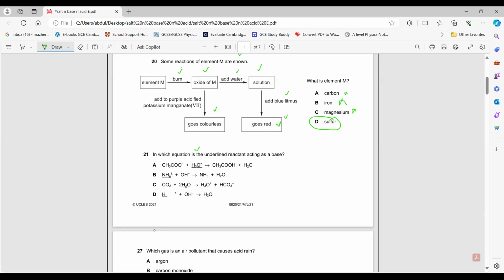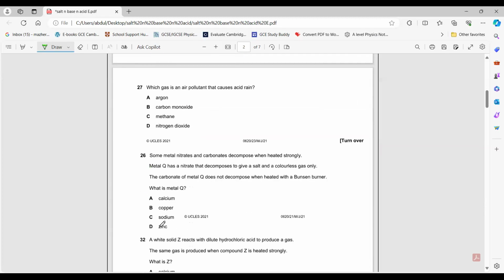In which equation is the underlying reactant acting as a base? Which one is a base? Which accepts a proton or gives a proton? Accepts. So out of all these options, which is accepting a proton? C. Yes, because H2O becomes H3O. So option number C.